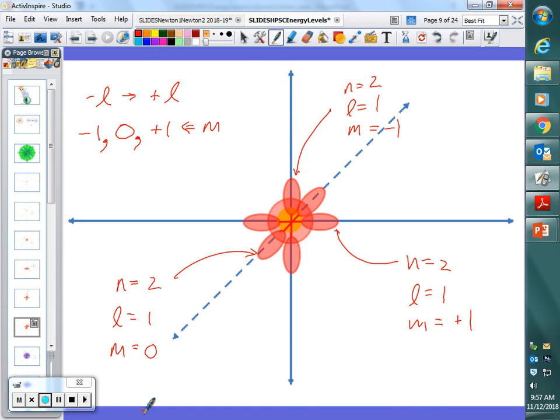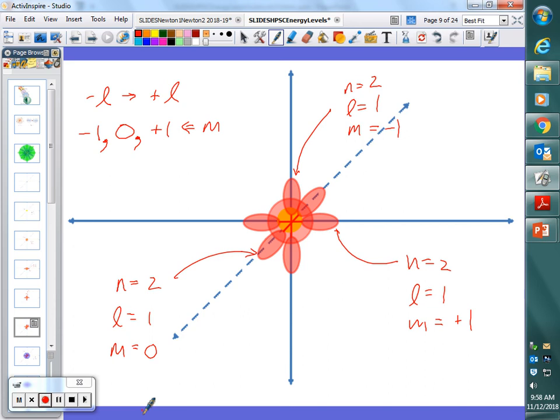So all we're doing here is distinguishing one of these orbitals from the other orbital, even though they're all 2p orbitals. Okay? Good so far. Okay with that? All of these are orbitals. They are likely locations for electrons. But will we find a lot of electrons?